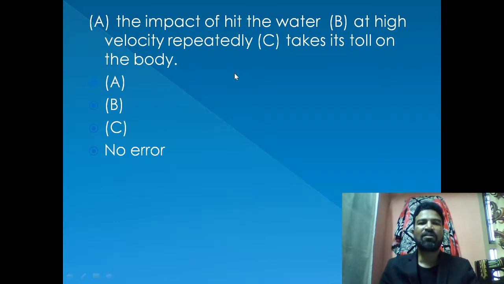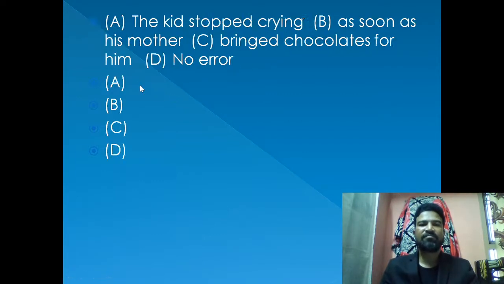The impact of hit the water at high velocity repeatedly takes its toll on the body. The impact of hit the water. So where is the error? The error is in part A of the sentence. The impact of hitting the water. It's not "hit the water," because the impact of hitting the water at high velocity repeatedly takes its toll on the body. So option A is the correct one.